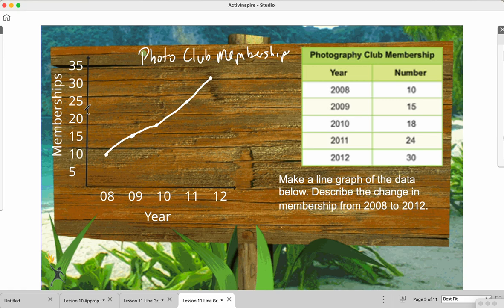Okay, so I've got my title. I've got my label memberships down the left, years on the bottom, 08, 09. And I probably ought to put 2000s down here on my label. And then I've got my graph. You can see what's happening.